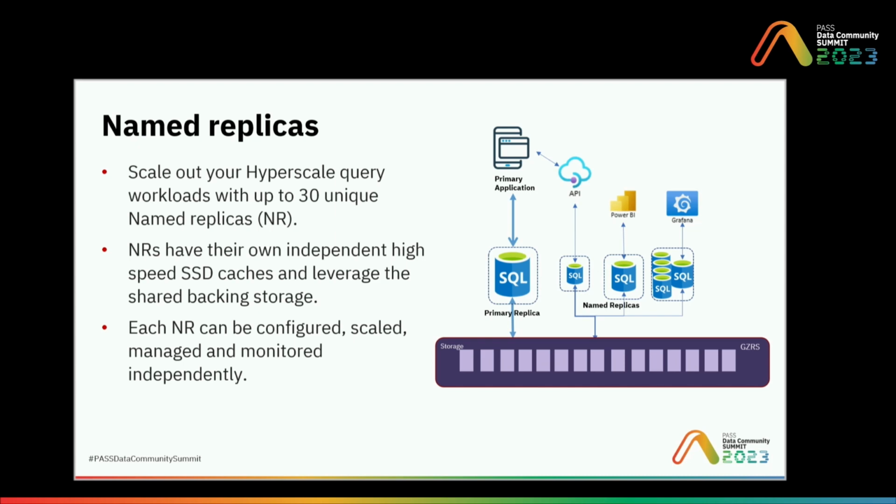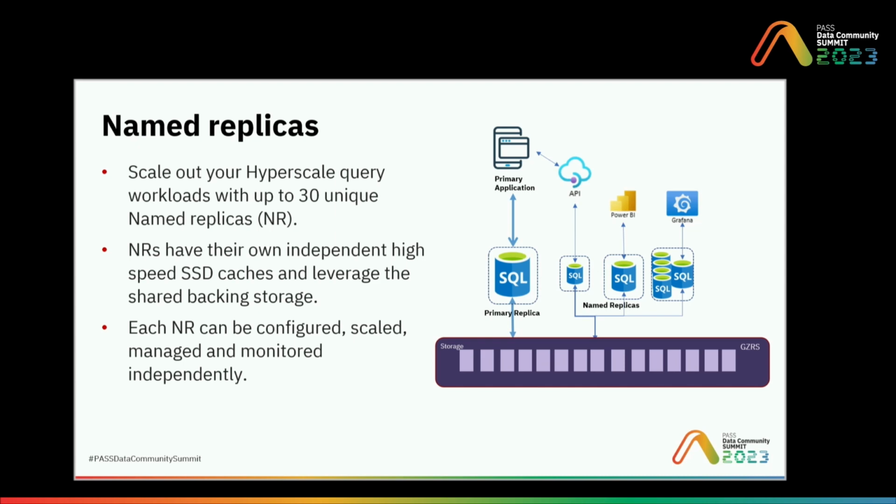So it remains independent. It shares the same backing storage, but because it has its own compute and local associated cache, it will not affect the primary workload. That's the main value prop, and it can be sized independent of the primary replica. So if the primary is optimized for OLTP and is, let's say, 24 vCores or something of that sort, the named replica could be a memory optimized premium series database with 80 vCores or 128 vCores, and so on. And you could tear that down after the fact.